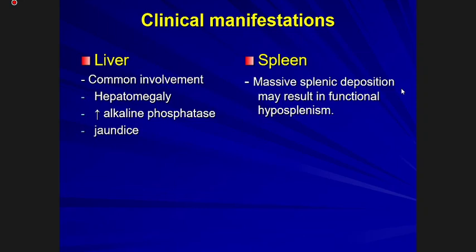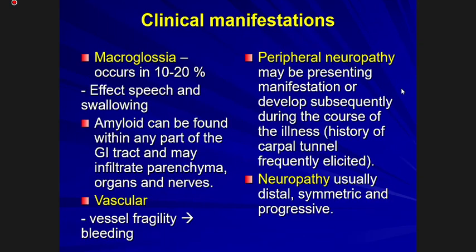Okay, with massive splenic deposition, you can have functional hyposplenism. You can have a massive spleen, but it cannot undergo its splenic function, so it is called functional hyposplenism. Tongue, macroglossia, it can affect speech and swallowing. Amyloid can be deposited in any part of your GIT tract. It can infiltrate the GIT parenchymal organs and even nerves.